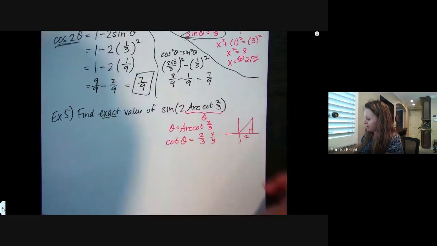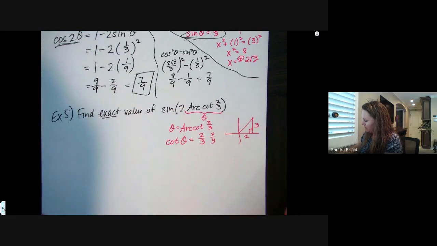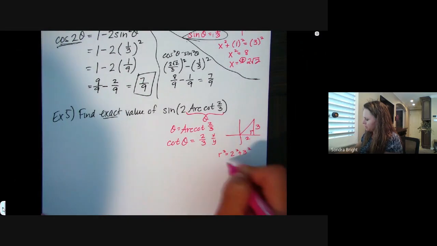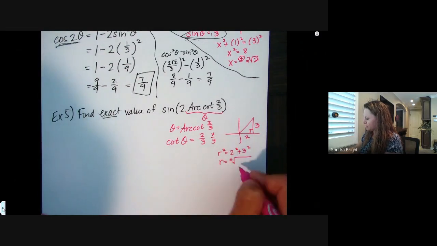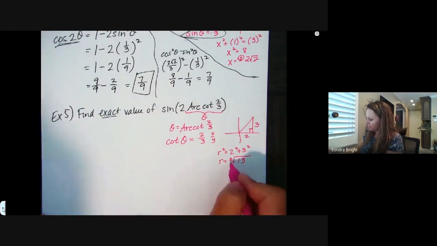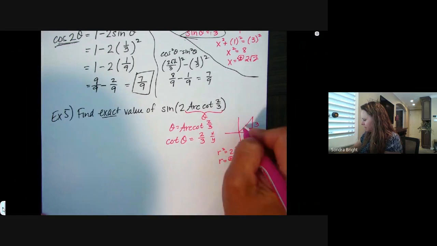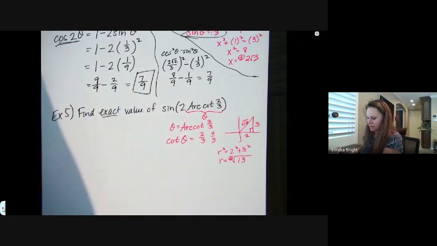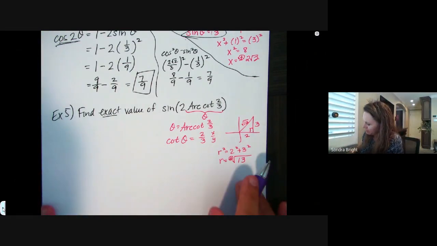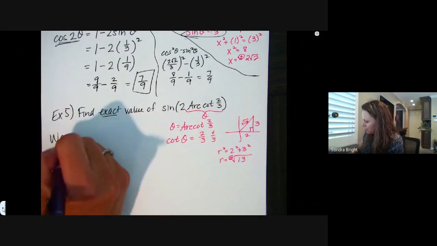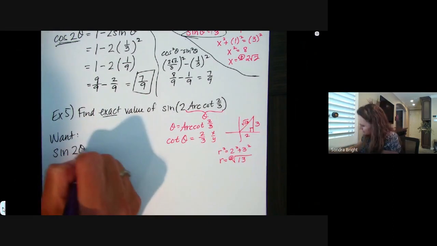R will be 2 squared plus 3 squared. So r will be plus or minus the square root of 4 plus 9, which is 13. And r is always positive, so choose the positive one. R is never negative. It's the distance. So, now that I've got that, what this is asking for is sine of 2 theta, where this is my theta.